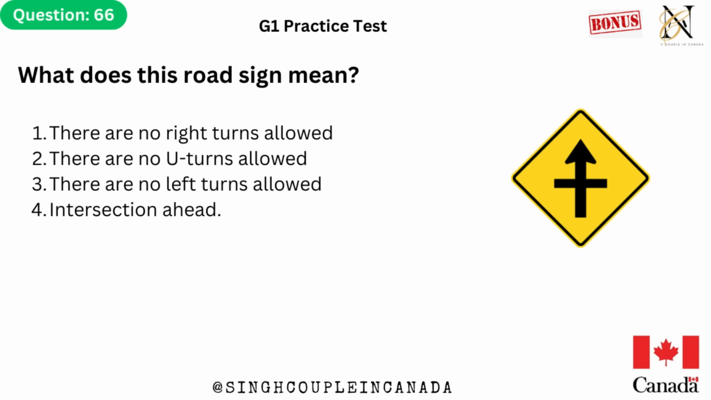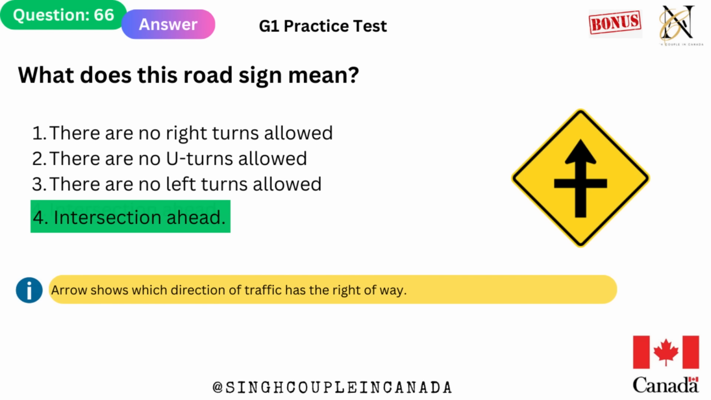What does this road sign mean? 1. There are no right turns allowed. 2. There are no U-turns allowed. 3. There are no left turns allowed. 4. Intersection ahead. The answer is 4. Intersection ahead. Arrow shows which direction of traffic has the right of way.